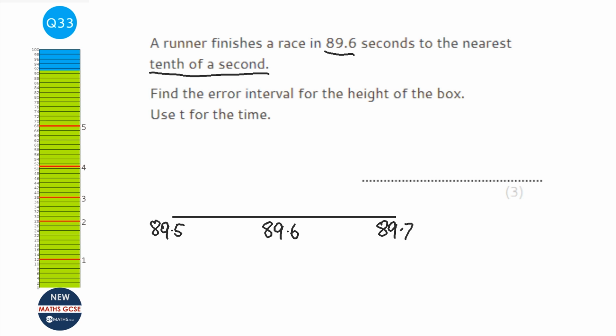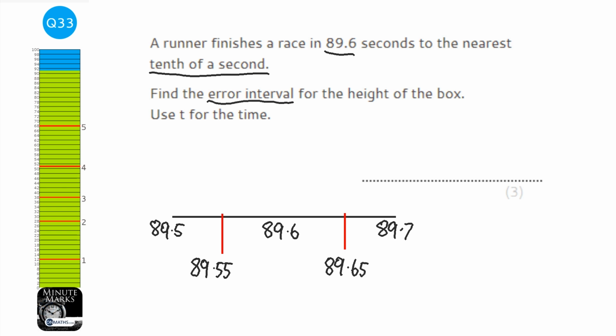89.7. Now to find the bounds, we just find the halfway points, and this left hand one will be the lower bound, the right hand one will be the upper bound. So that's going to be 89.55 and 89.65. Now it says it wants it as an error interval and use t for the time.